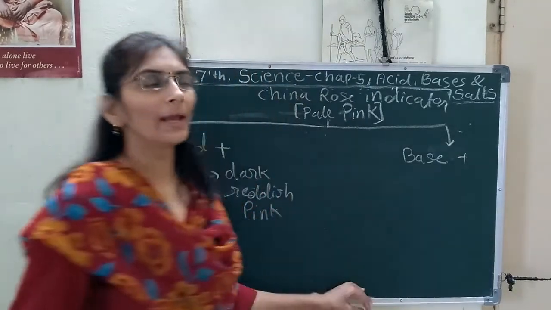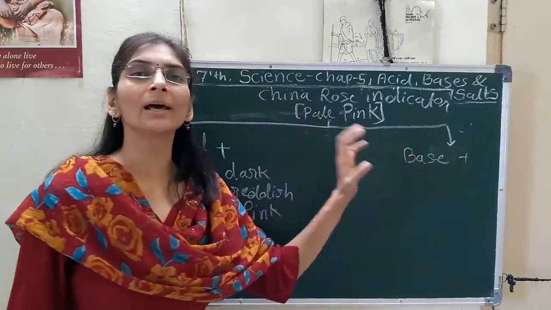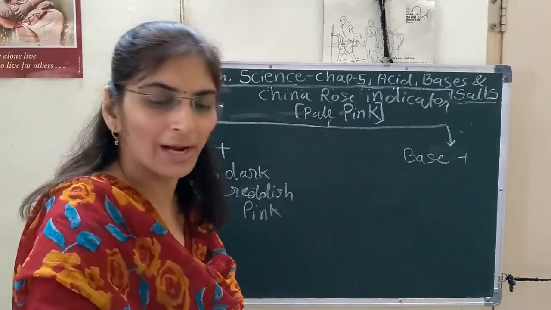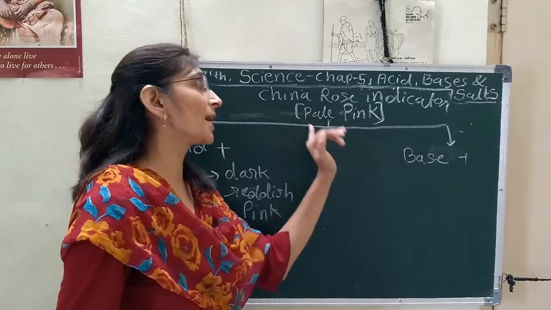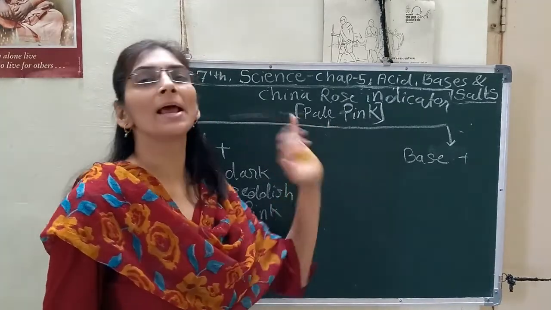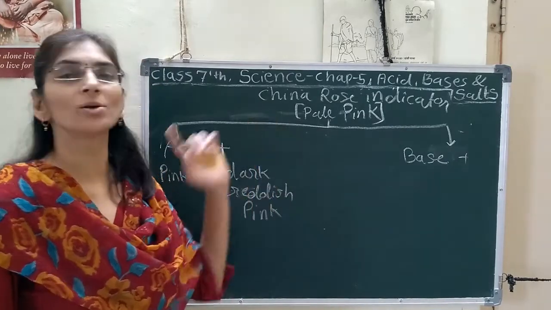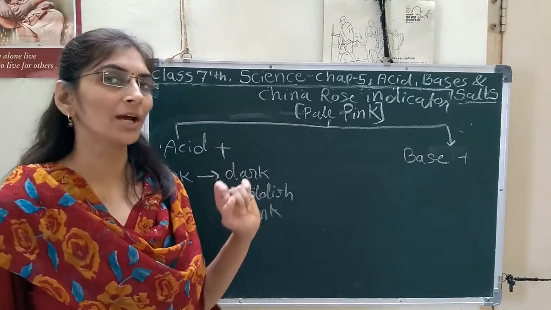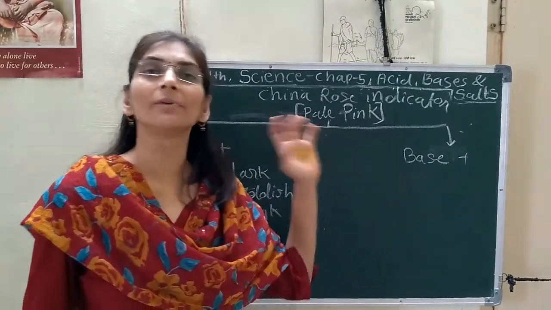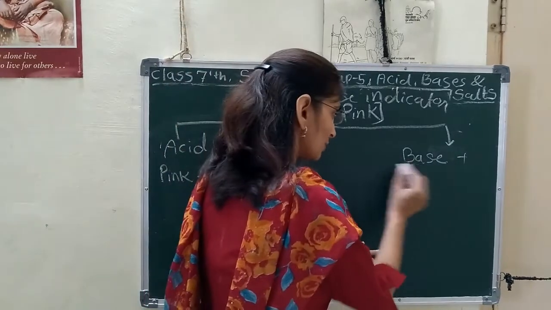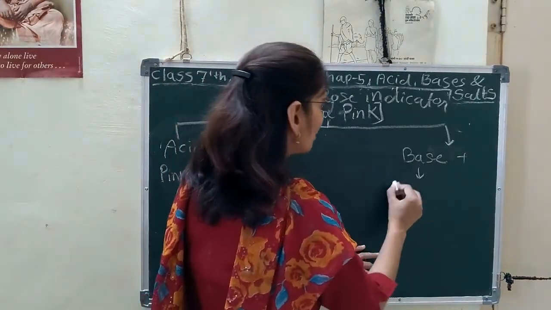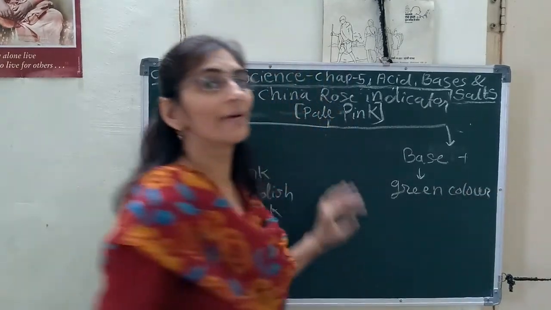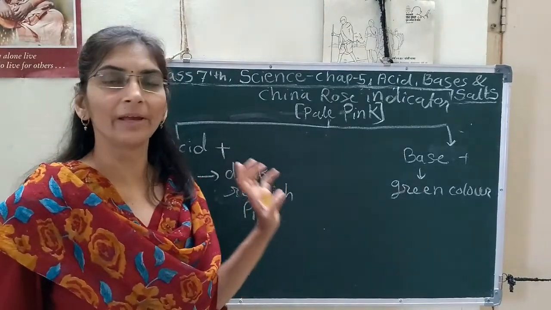When we react the China rose indicator with any basic solution, like the detergent solution, there will be a change in color. The initial pale pink color of the China rose indicator will change into green color. In case of base, we will get the green color. Yes, it is a very clear result.